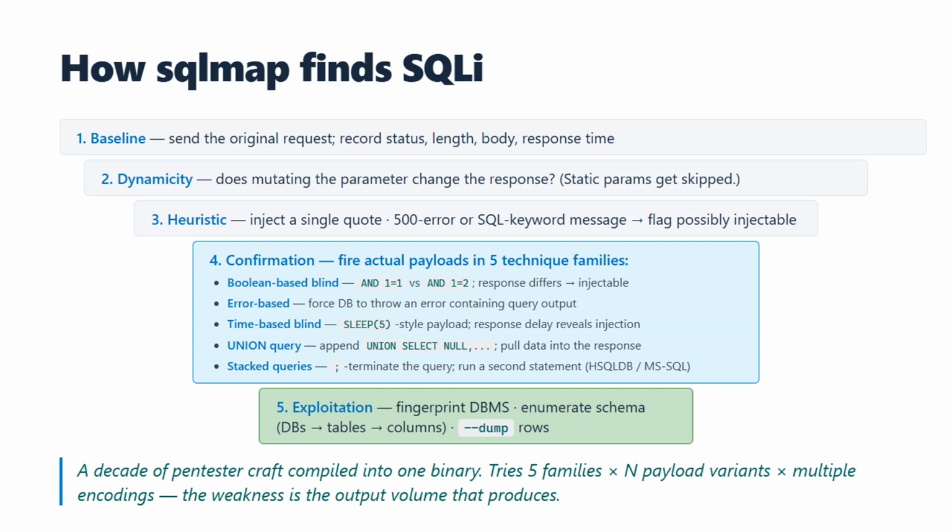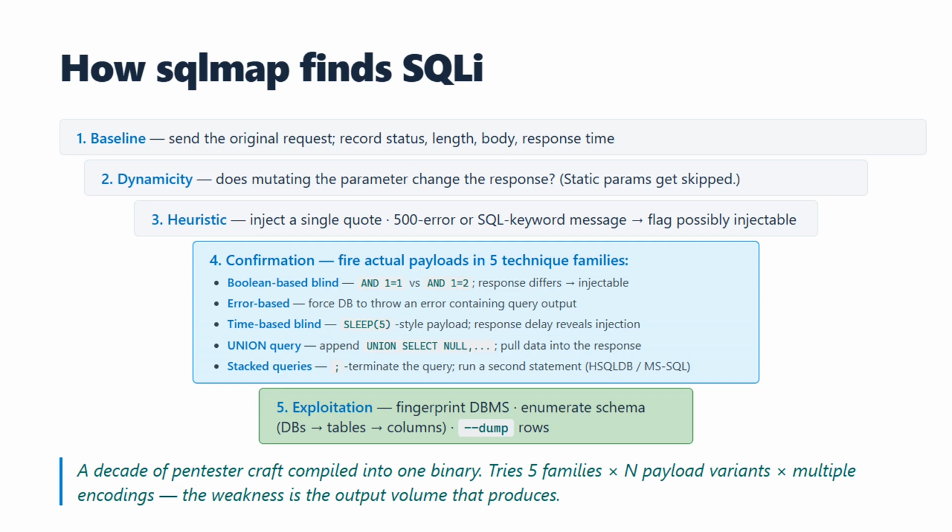3. Heuristic. Inject a single quote, see if anything breaks. If the server returns a 500 or an error mentioning SQL keywords, the parameter is possibly injectable. 4. Confirmation. sqlmap fires actual payloads in 5 technique families: Boolean-based blind, error-based, time-based blind, union query, stacked queries. 5. Exploitation. Once any technique confirms, sqlmap fingerprints the DBMS, enumerates schema, dumps data. A decade of pentester craft compiled into 1 binary.